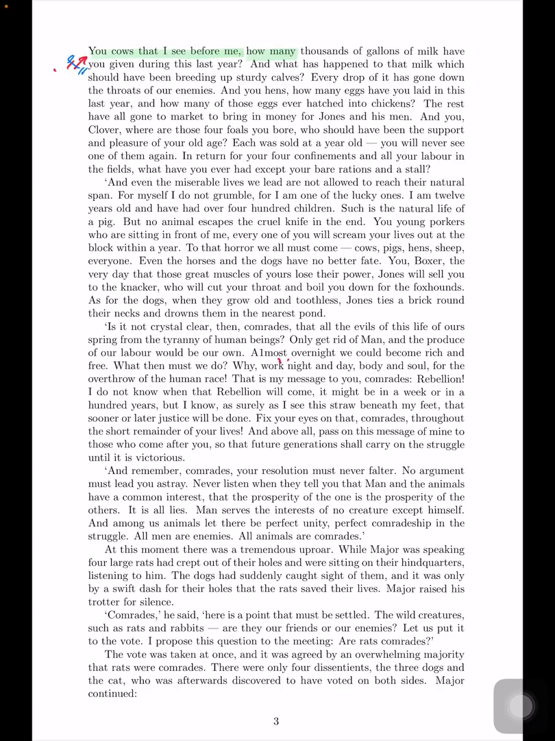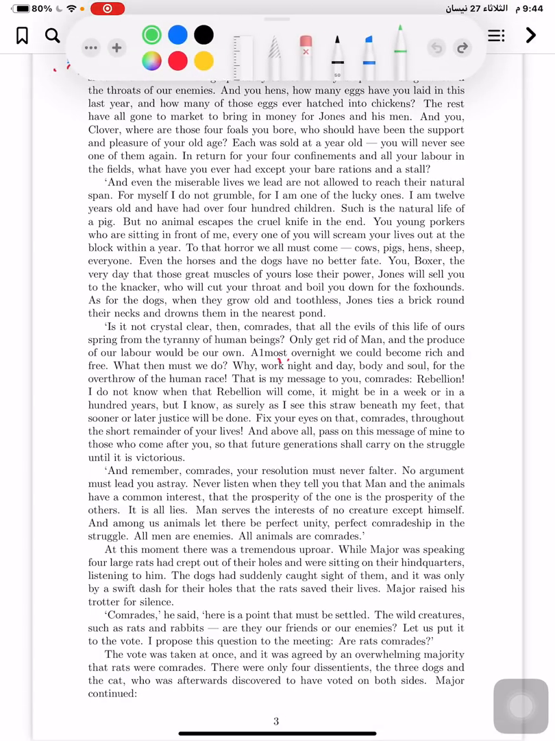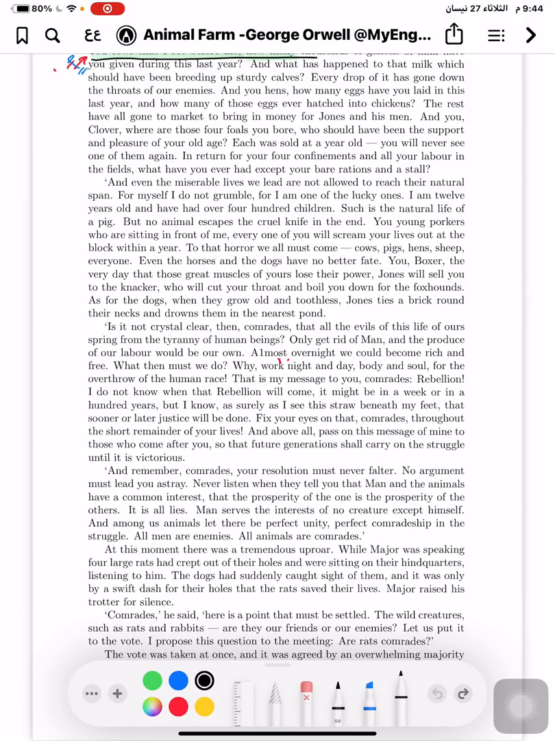Then after that, Old Major changes into a direct address to all those animals who are present, to practice some sort of emotional control over them. Just like when he said, "You cows that I see before me, how many thousands of gallons of milk have you given during this last year?" Then after that, he moves to, "You hens, how many eggs have you laid in this last year? And how many of those eggs ever hatched into chickens?"